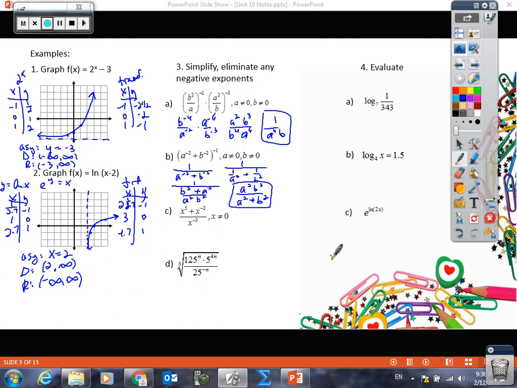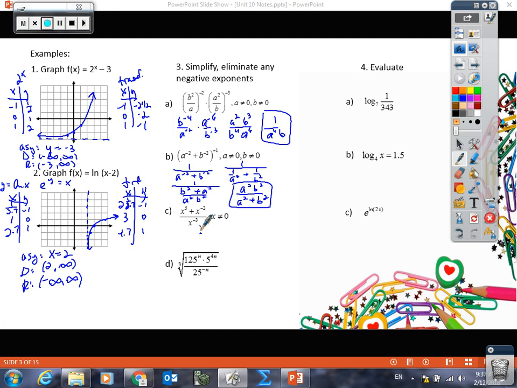Letter C. Don't have any parentheses to deal with, so I'm going to work on my negative exponents. And I can't tell you how many students would take this and move it to the denominator. Why are we not allowed to do that? Why can I not move this to the denominator right now? Yeah, it's being added. It's not a thing that we do.